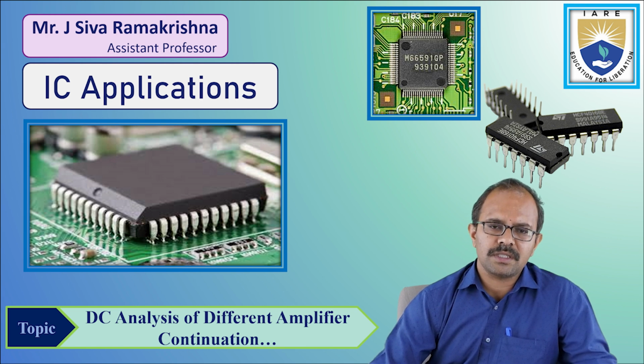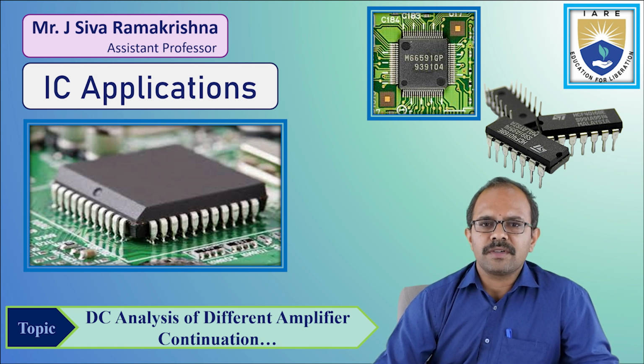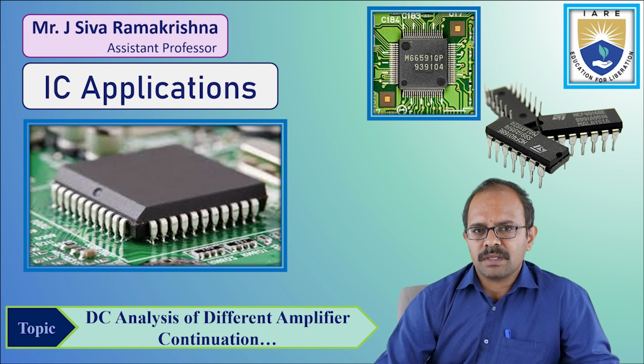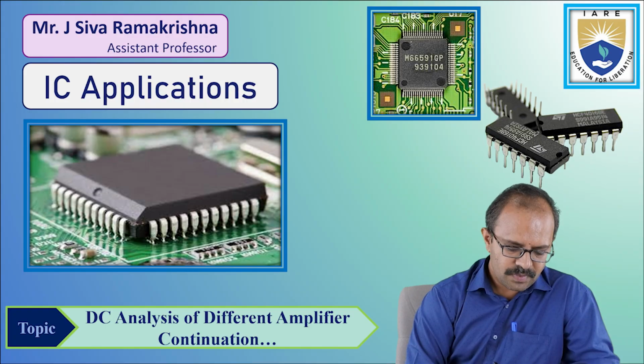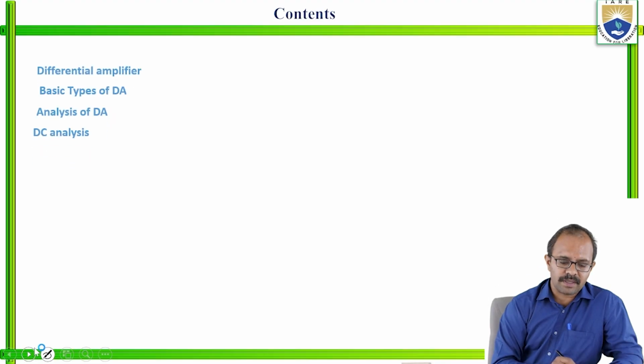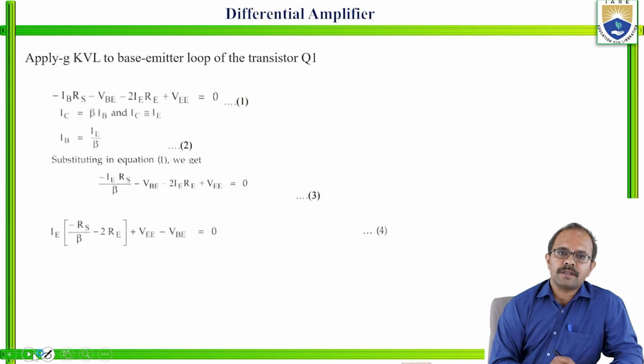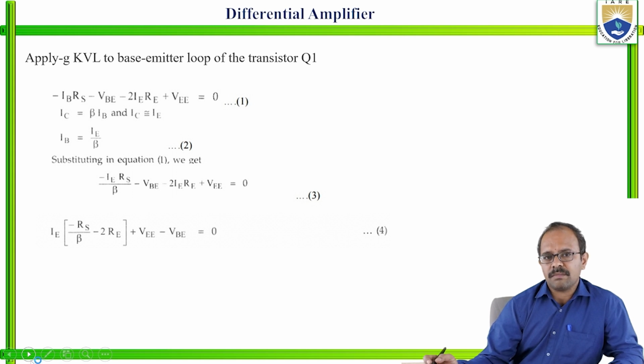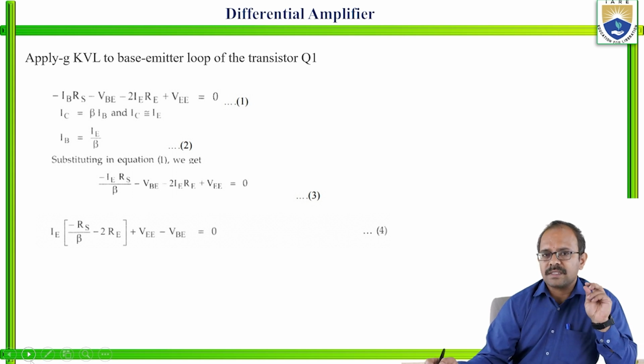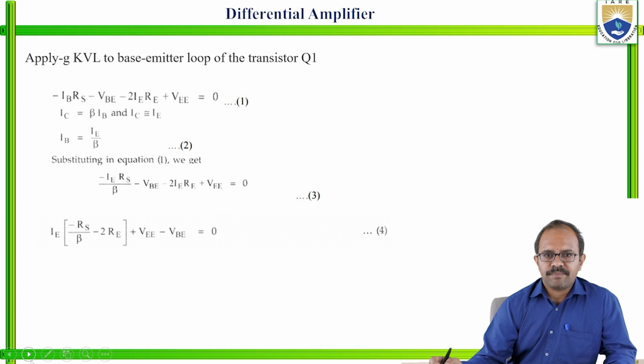Today we will continue the discussion on analysis of differential amplifier. If you remember, last class we have seen analysis of differential amplifier in the context of differential mode, especially the DC analysis we made. Any amplifier analysis can be made in the context of DC as well as AC. In the last class we have done the DC analysis of differential amplifier.